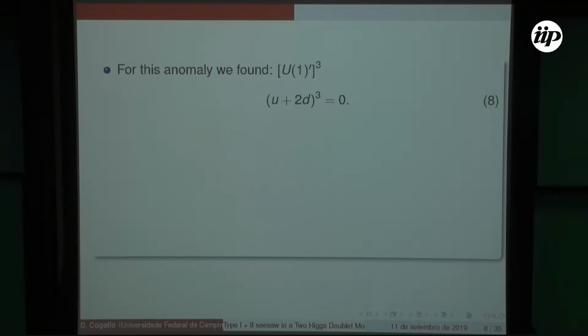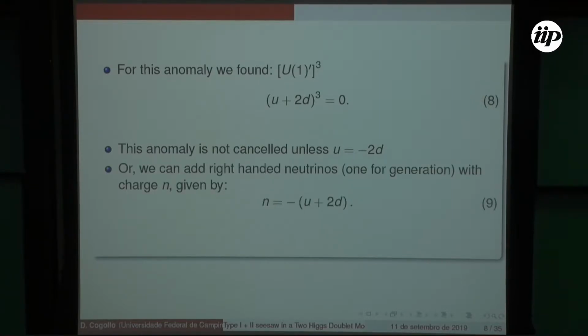The first is imposing that U equals minus 2D. Okay, that is the first way we work with an anomaly-free model. And the other way is adding right-handed neutrinos, one per generation. And in both cases, this anomaly is canceled. Then we have two ways to work with an anomaly-free model: imposing that the charge U equals minus 2D, or introducing right-handed neutrinos, one per generation.